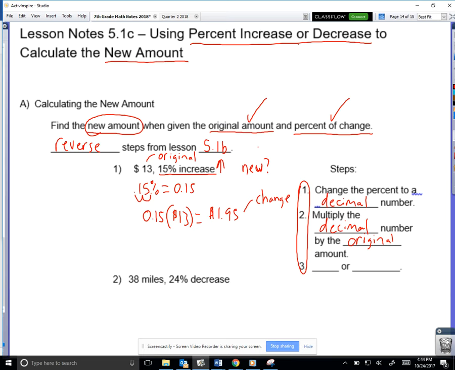All right, and then step number 3, we have a decision to make here, guys. We got a 50-50 chance at this. We're either going to add or we are going to subtract.